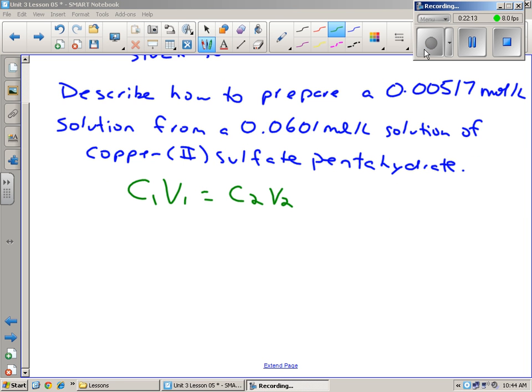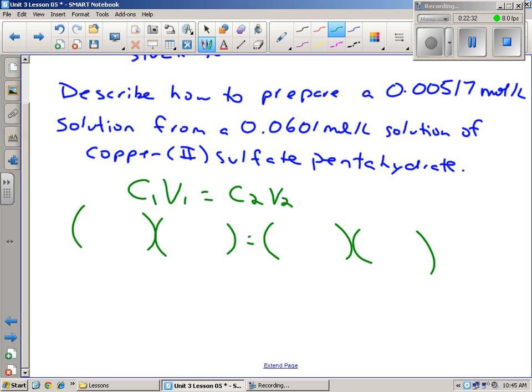Once again, when you look at this question, you say, okay, I need to dilute it, obviously. Sometimes it'll say dilution in the question. If that's the case, you know C1V1 equals C2V2, probably good. We need to start with the stronger one, that one we made yesterday, and we're going to make it weaker. So we're going to end up with a 0.00517 molar solution from a 0.0601 molar solution.